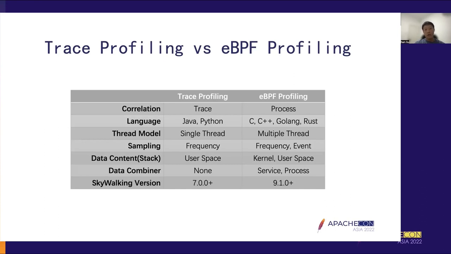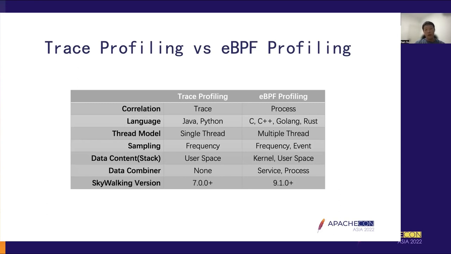For language support, trace profiling requires the program to have the SkyWalking agent installed and only supports Java and Python. The eBPF profiling doesn't require installing the SkyWalking agent and it supports C, C++, Golang, and Rust. For the threading model, trace profiling is only associated with a single thread, but eBPF profiling can be associated with multiple threads. It's similar to the first point. For the sampling, trace profiling only supports sampling data with frequency, but eBPF profiling could sample data with frequency or event. It depends on the type of eBPF profiling. For example, on-CPU profiling is frequency-based, and off-CPU profiling is event-based.